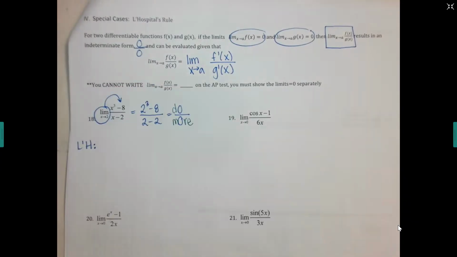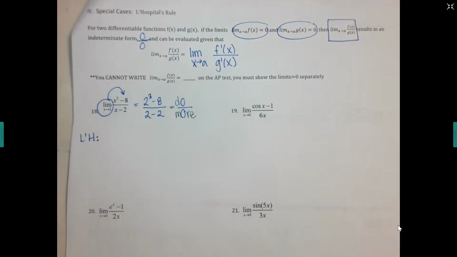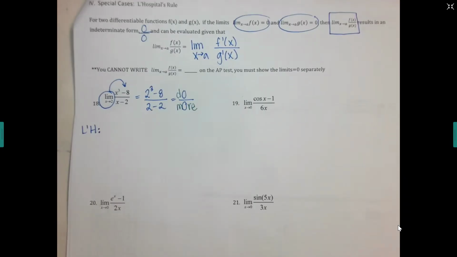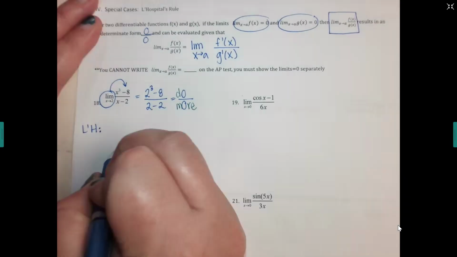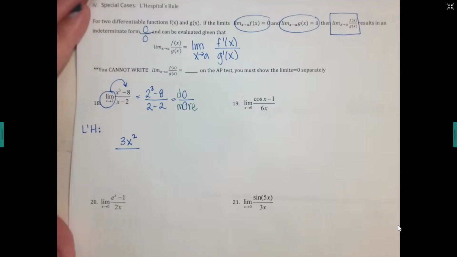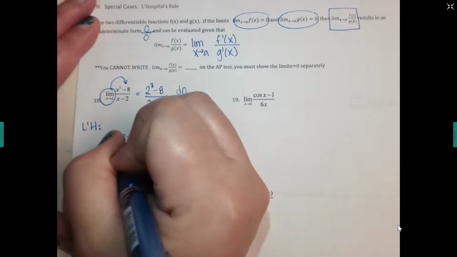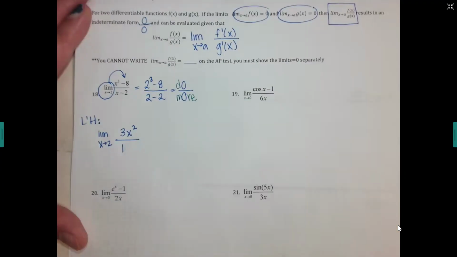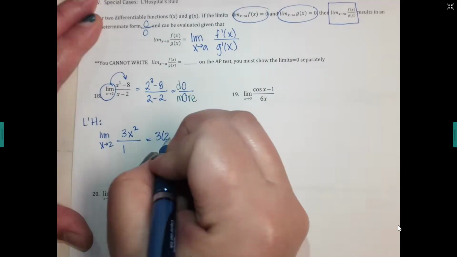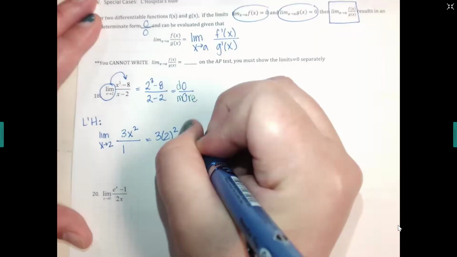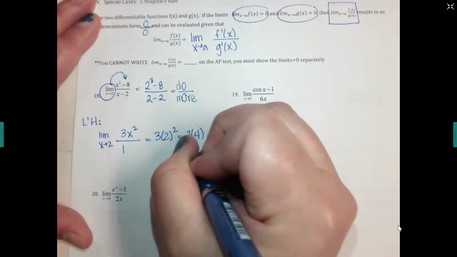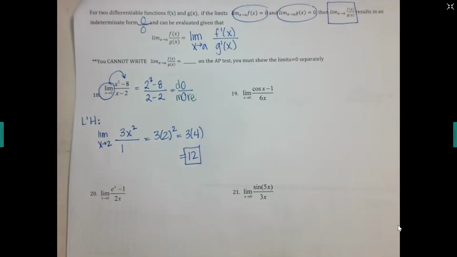However, if you do L'Hopital's rule, put L apostrophe H, you're going to take the derivative of the top and the bottom and then just try the limit again. So on top, what's the derivative of x cubed minus 8? Perfect. What happens to the 8? Good. On bottom, it's an x minus 2. What's the derivative? And then you just retry the limit as x approaches 2. So now 3x squared would be 3 times 2 squared. 2 squared is 4. 3 times 4 is 12. Okay, so L'Hopital's rule is a different way to solve 0 over 0s.